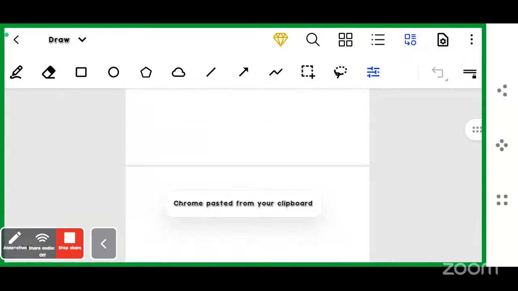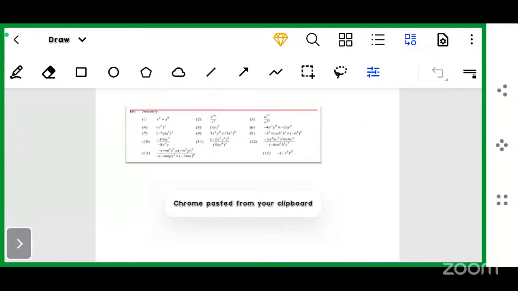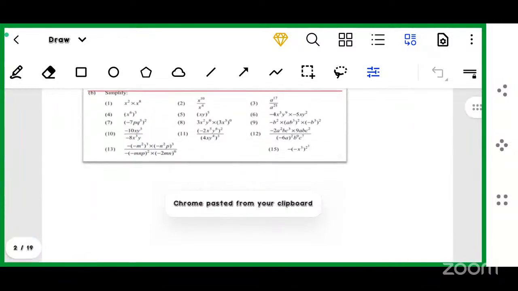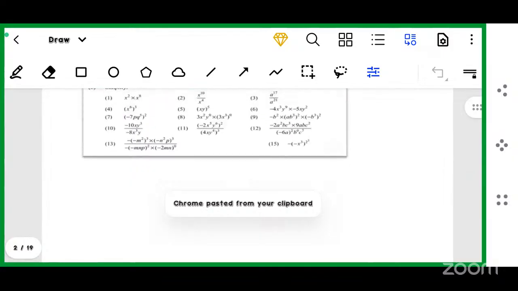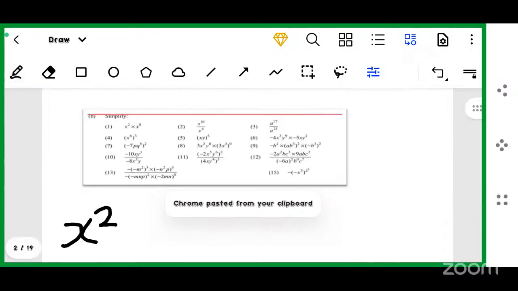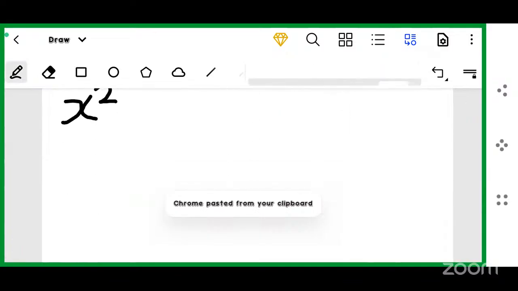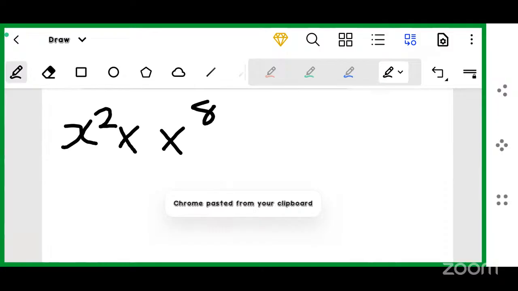So today I prepared something nice for us. Firstly, I want us to work out the following. Tell me what you were going to write if you were given x to the power of 2 multiplied by x to the power of 8. This is an exponential question. What were you going to do?